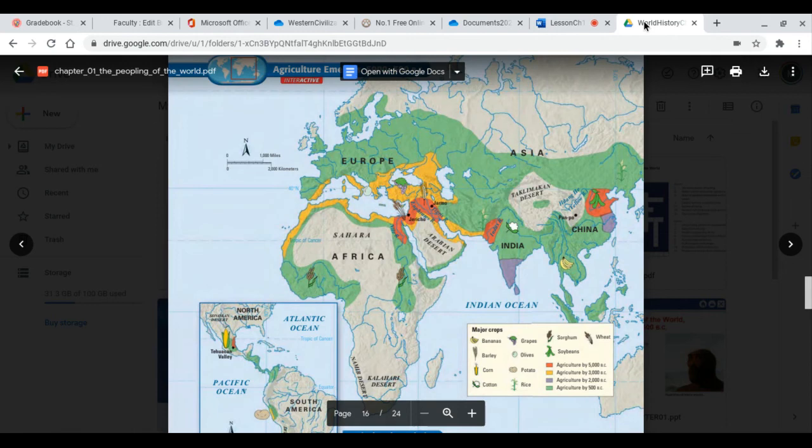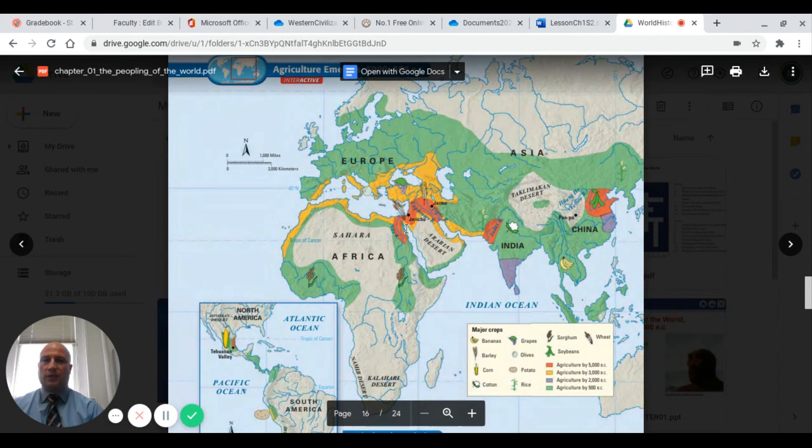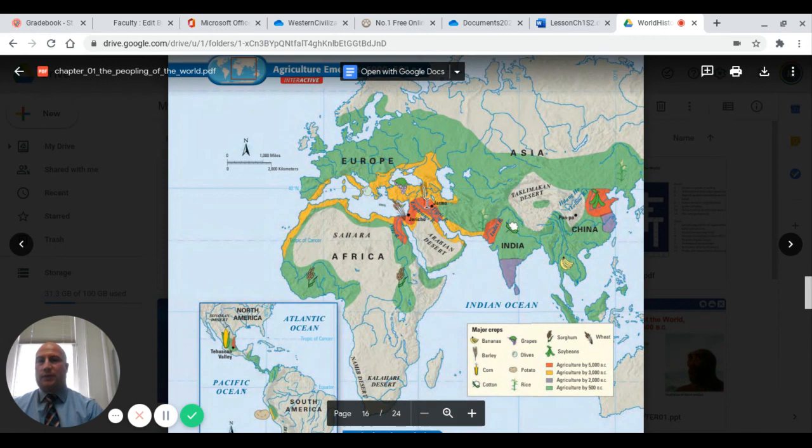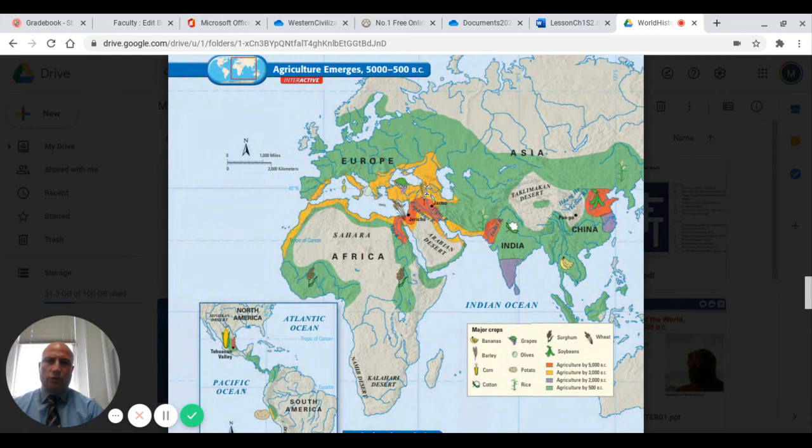So this map right here kind of shows you some of those culture hearths, some of those early river valleys, and then it kind of tells you what major crops were grown and when. The colors kind of tell you the time periods of when these things were grown, and there's some symbols on here that kind of talk about, okay, was barley grown here, was wheat, but this is kind of the culture hearth right here. This is the oldest. It says agriculture by 5000 BC.